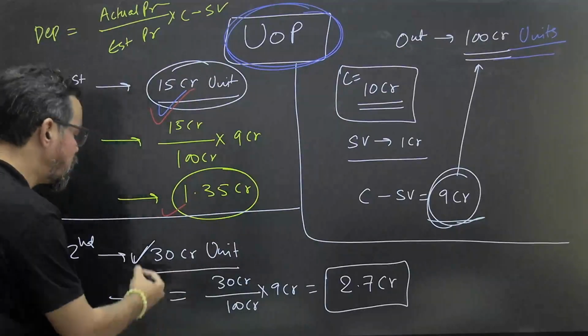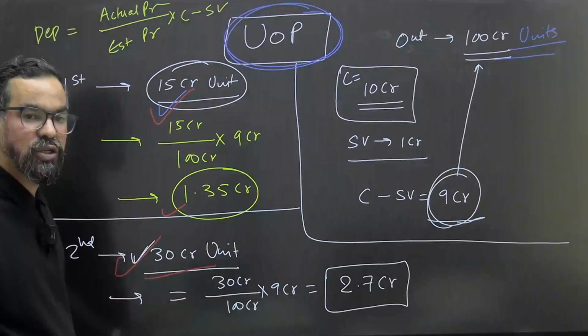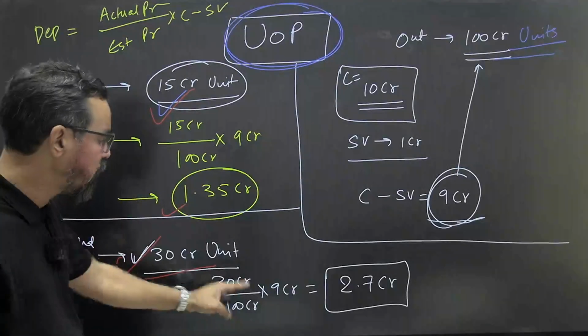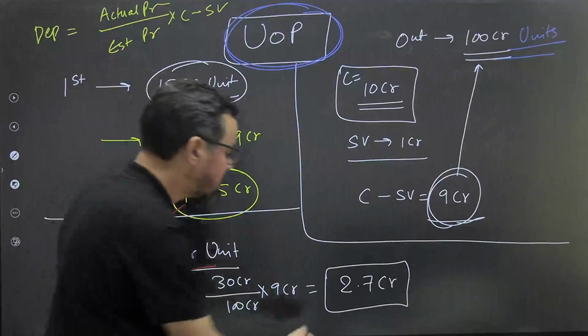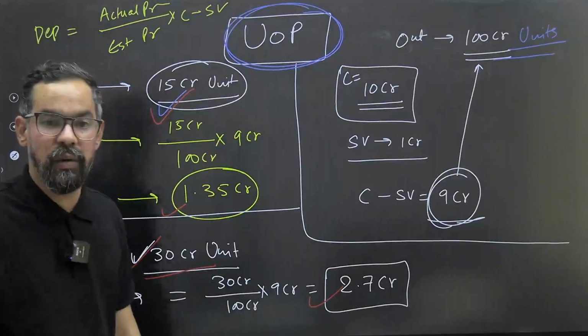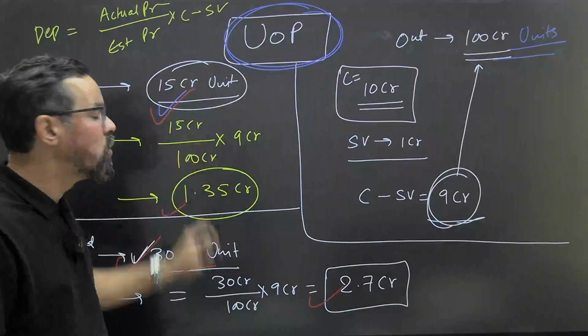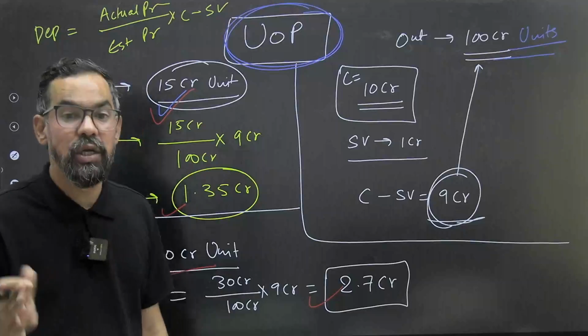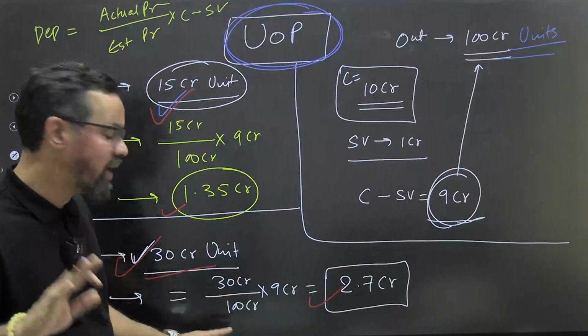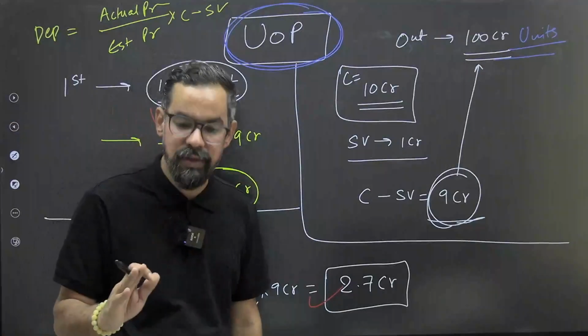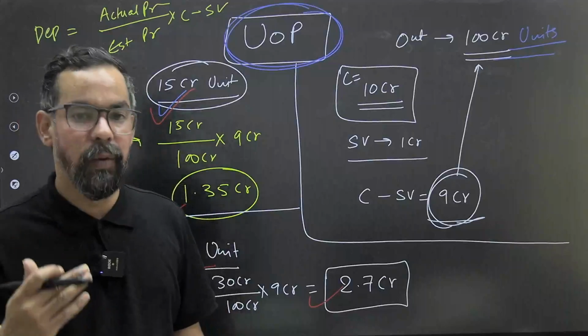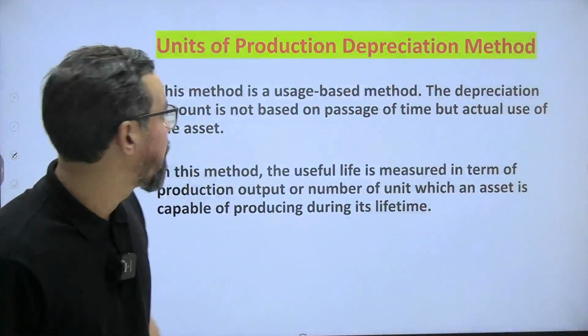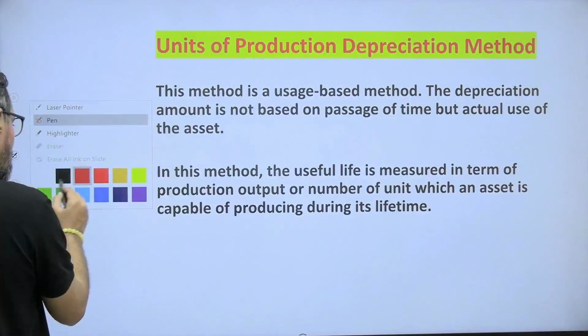Second year, you consume 30 crore units. So depreciation will be higher than the previous year because your consumption was higher. So that's why the depreciation is 2.7 crore. Third year, suppose that you consume only 7 crore units. So 7 divided by 100 into cost minus salvage value. That is your answer for that particular question. Understood, guys? So let's go through this definition.